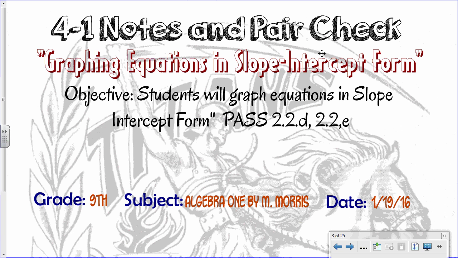Okay, 4-1 notes and pair check. Title for this one is going to be Graphing Equations in Slope-Intercept Form. The objective is students will graph equations in slope-intercept form. PASS skills 2.2D and 2.2E. Today's date is 1/19/16.